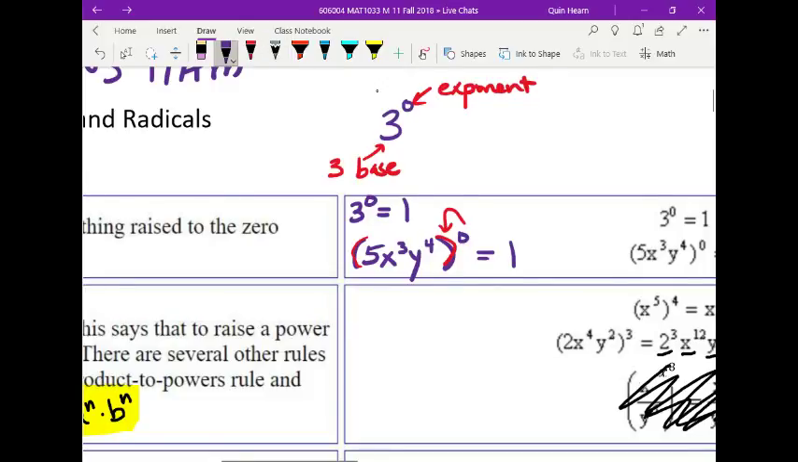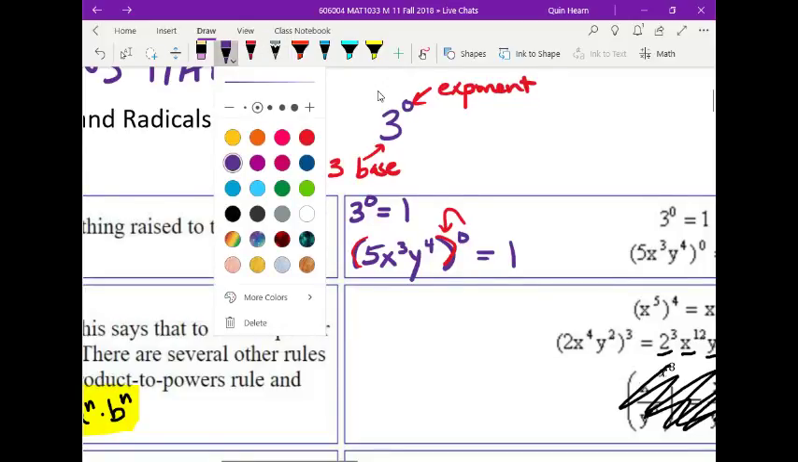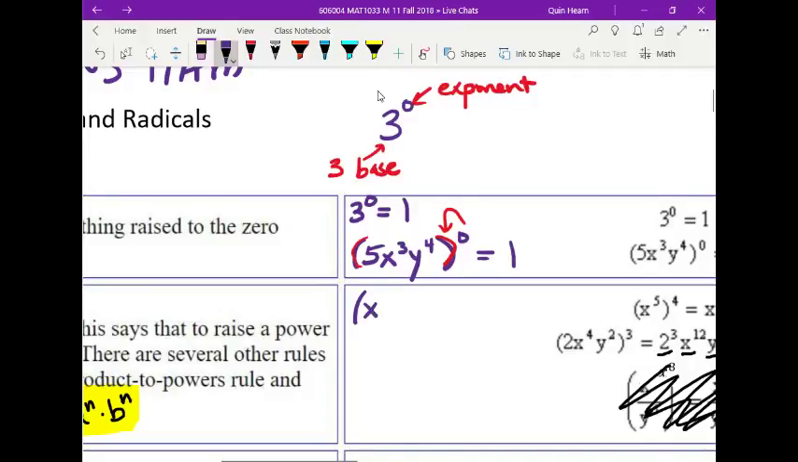Let's do another one using the powers to powers idea. x to the 5th raised to the 4th power. When you raise a power to a power, you multiply the exponents. So that's going to give us x to the 5 times 4, which is x to the 20th power.